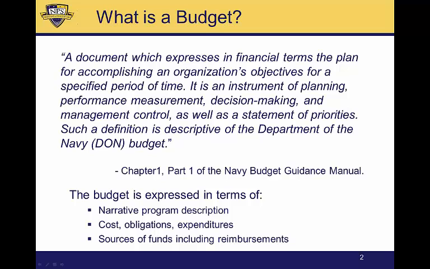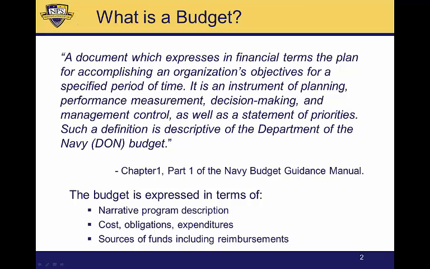But first, what is a budget? This is the definition from the Navy's Budget Guidance Manual. A budget is essentially a plan for accomplishing objectives over a specified period of time. And as we go through the budget, we'll be emphasizing that. What's the content of the plan? What are the objectives? Over what period of time? And then that's all put in financial terms, dollars and cents.